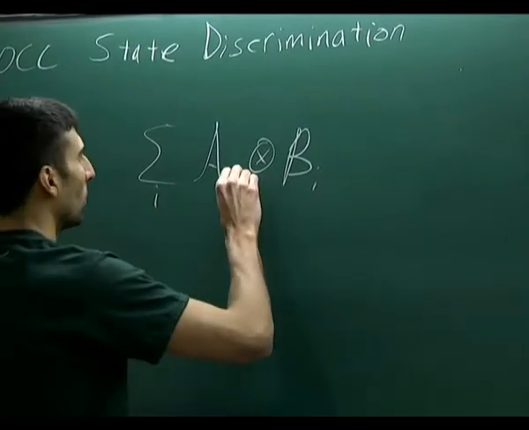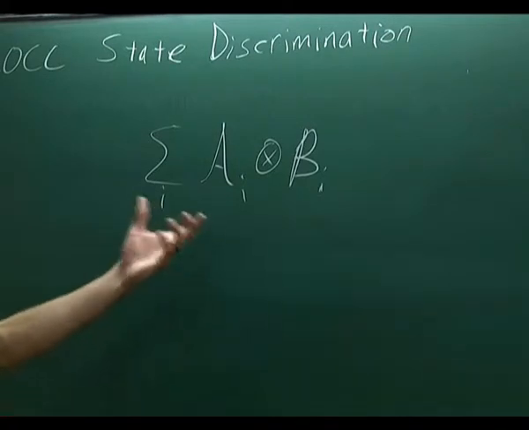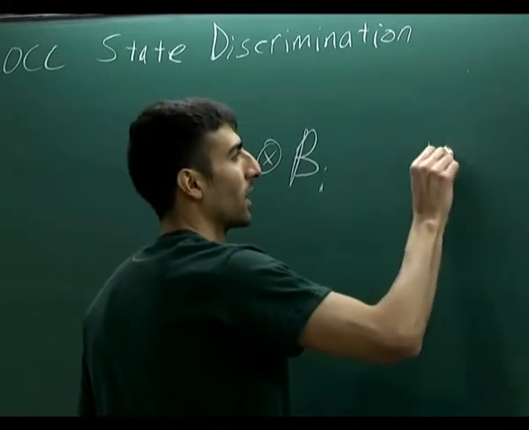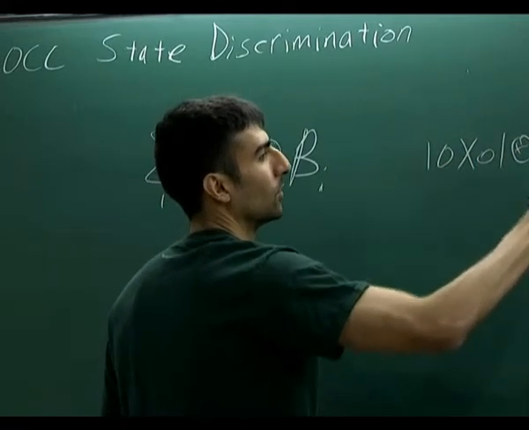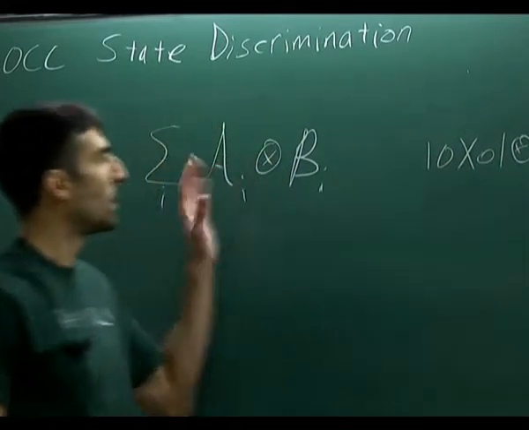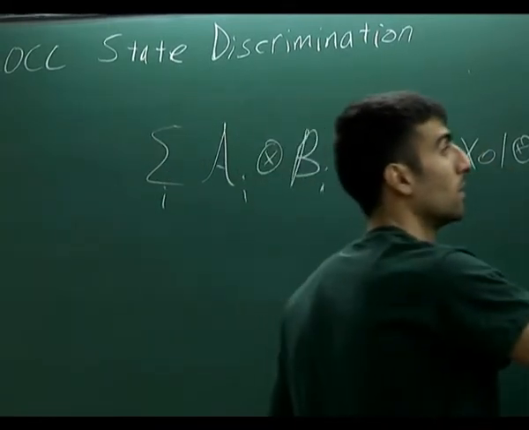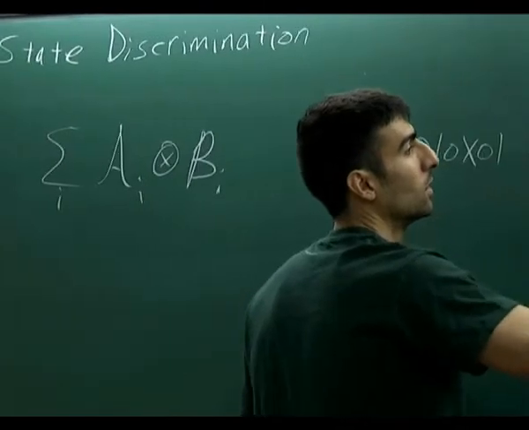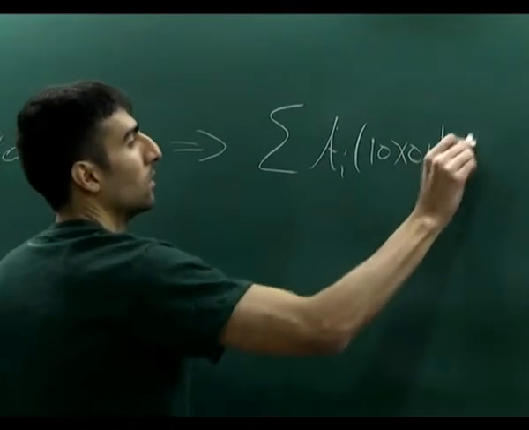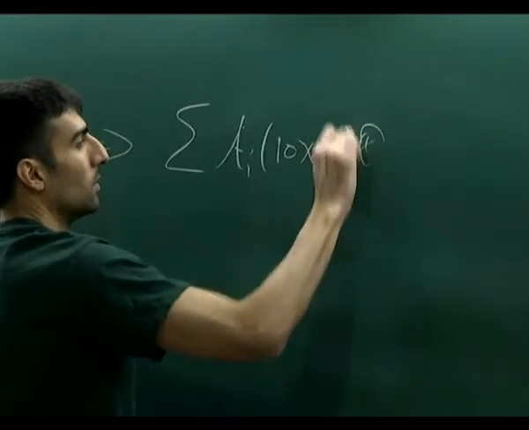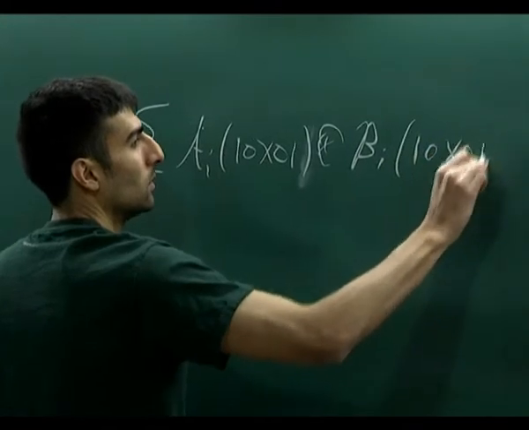Now, suppose that we have a system, Alice and Bob, and their initial state is a product state. Let's just say that's initialized at 0, 0. And of course, when they perform the CP map on this state, what do they get out? This will go to A_i acting on 0, and B_i acting on 0.